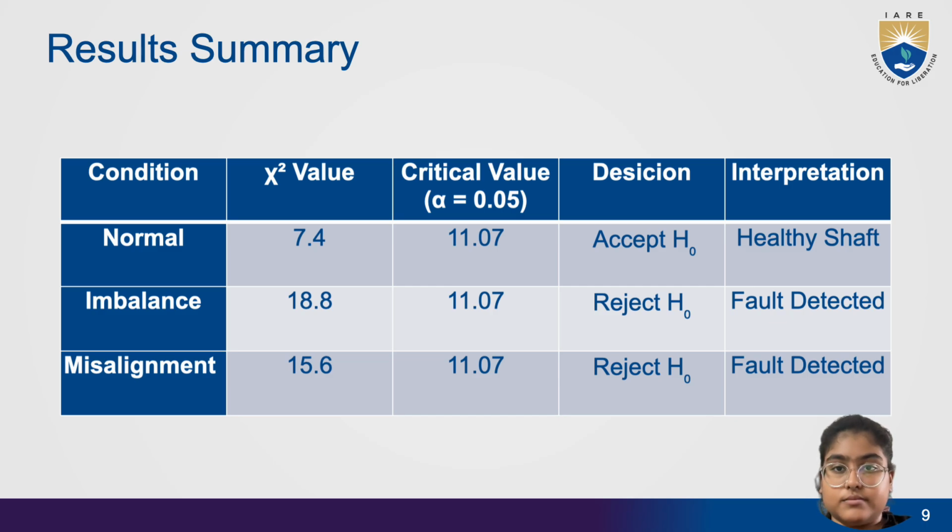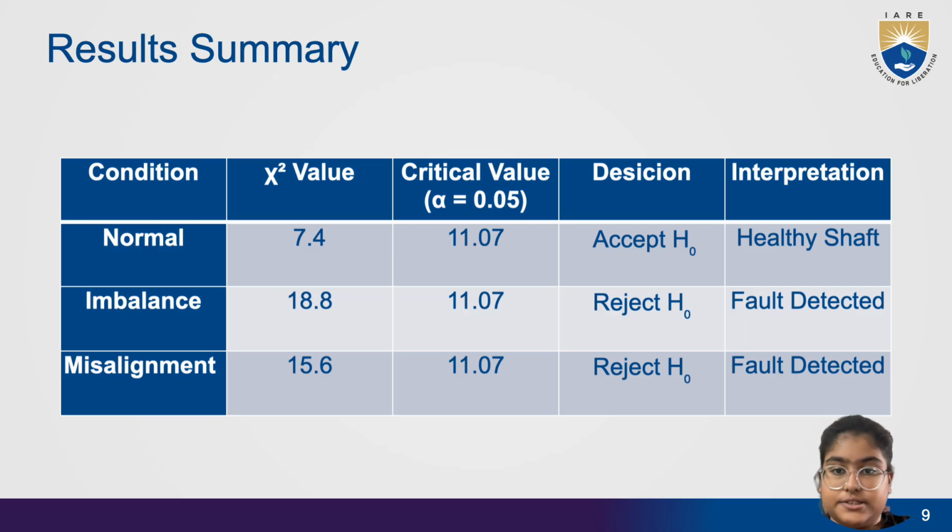The results were clear. You can see in this table here. For the normal condition, the calculated chi square value was 7.4, which is below the critical value of 11.07. This means the vibration data fit the expected distribution and the shaft was healthy.